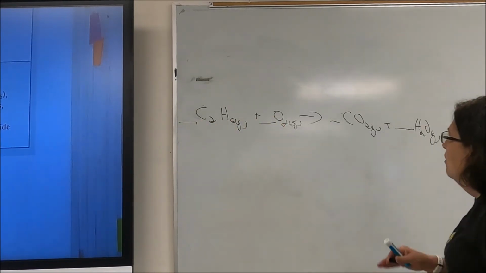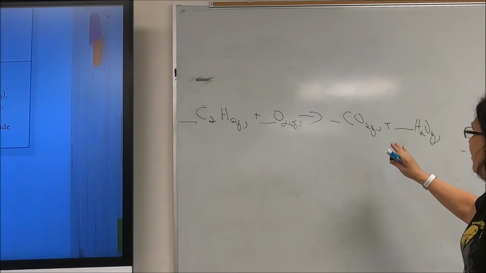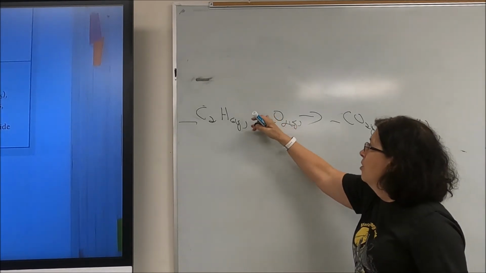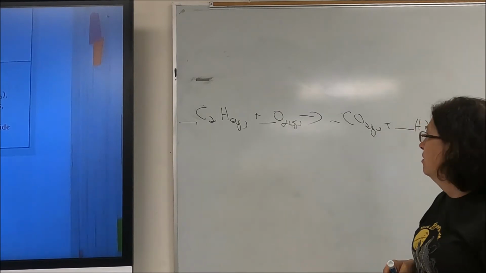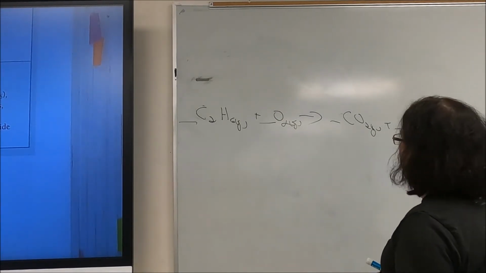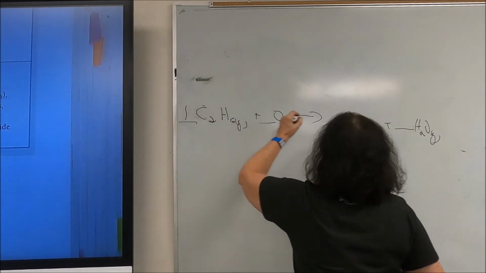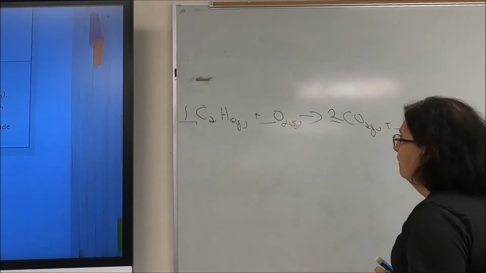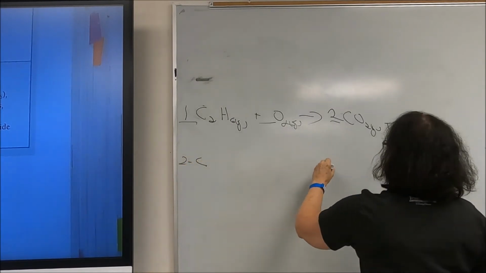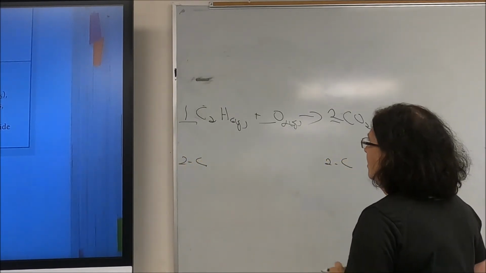Okay, now oxygen appears in 3 places. I'm going to deal with oxygen last. Right here is going to be the last place I put a coefficient. So I can either start with the carbon or the hydrogen, it shouldn't matter. Now if I put a 1 there, I'm going to put a 2 there. So I have 2 carbons on this side, 2 carbons on this side.